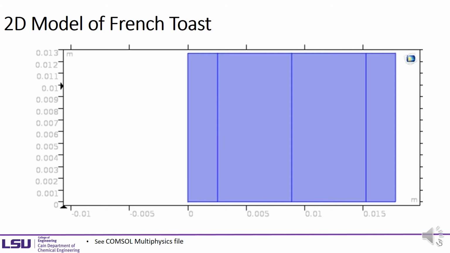This is what the actual 2D model of the entire piece of French toast looks like within COMSOL Multiphysics. One assumption that I did have to make is that I could not model the layer in which the egg and bread were mixing, so I had to make the egg a separate layer and the bread separate. The first block, between these two lines, is the first layer of egg, and the following layer is the half of toast. The other side is just the exact same thing.